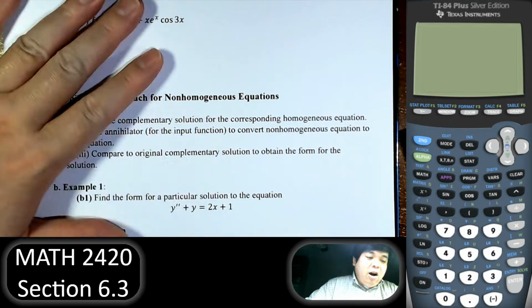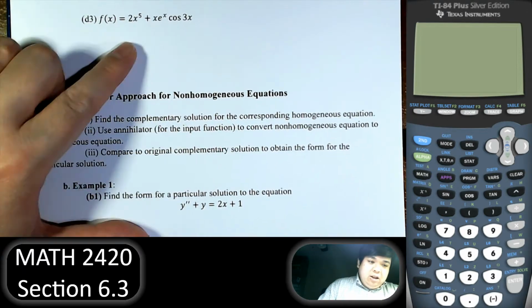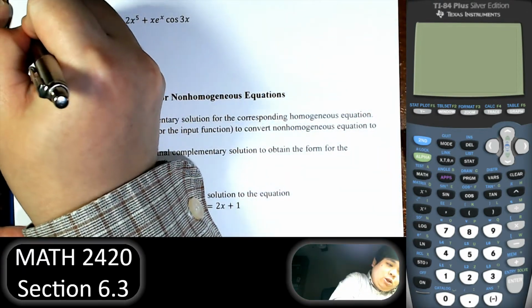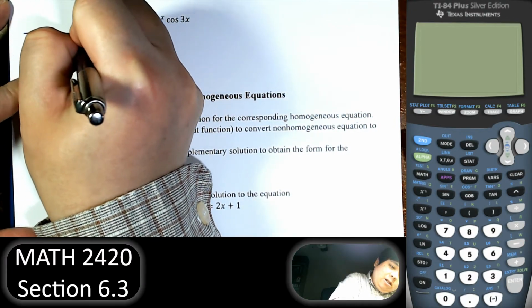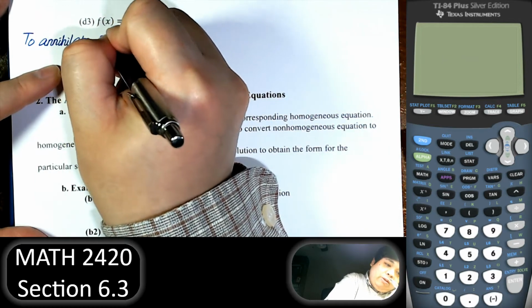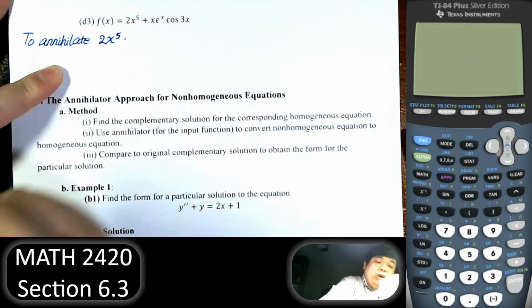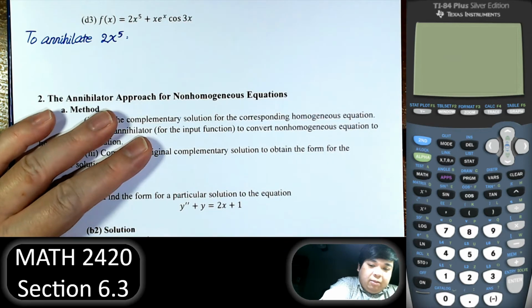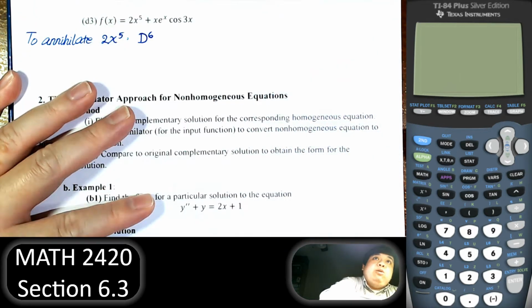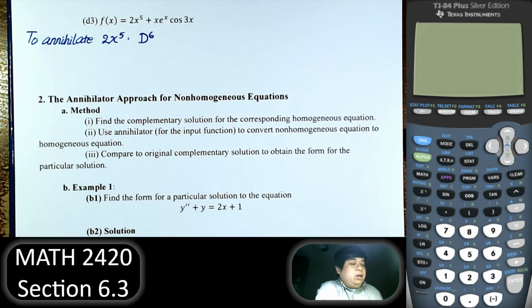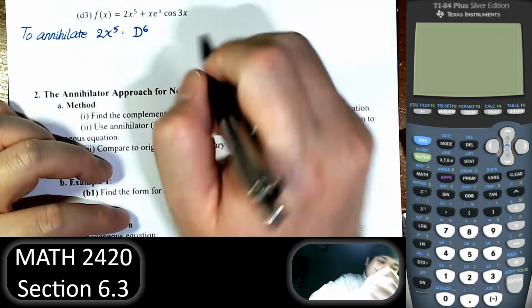Right. I'll find the annihilator of this. So first, to annihilate x to the 5th, we need one more degree, which will be d to the 6th. For a polynomial, we choose the power one more than the highest power of x.